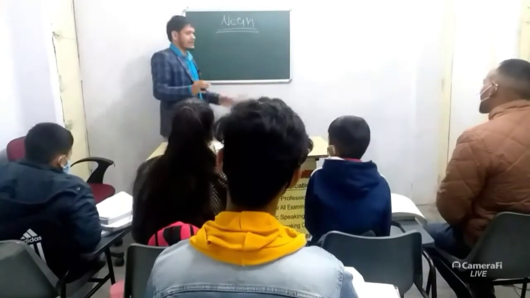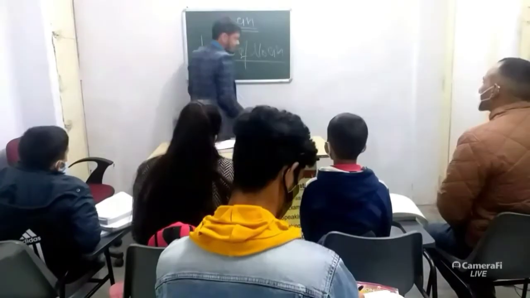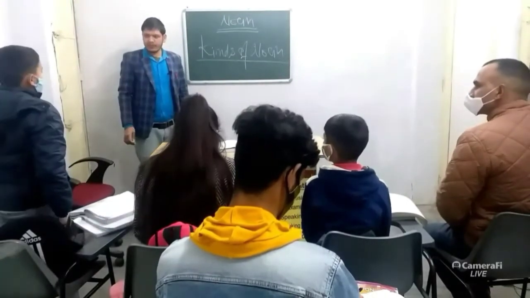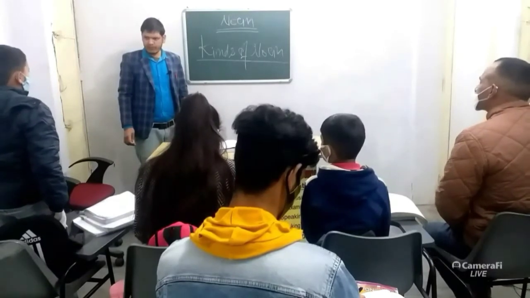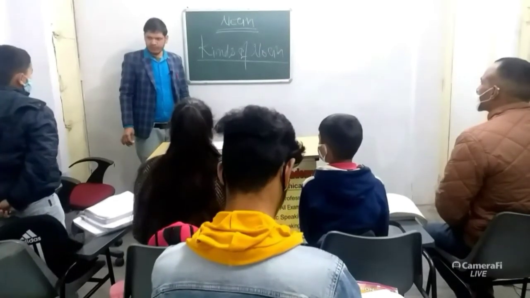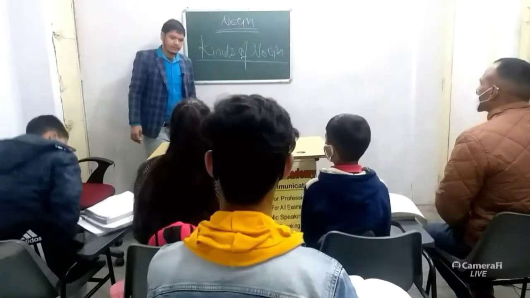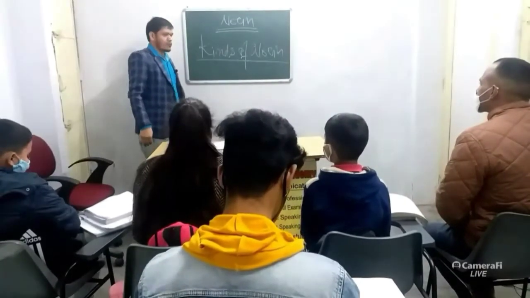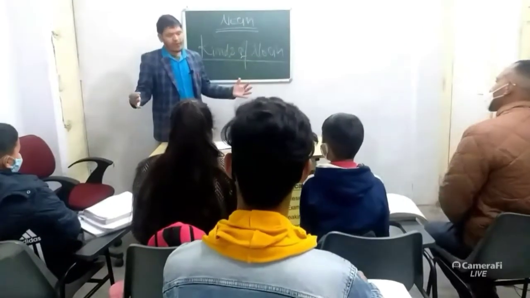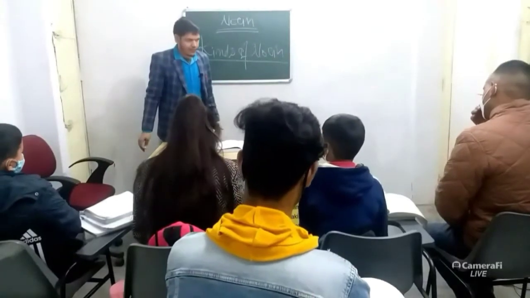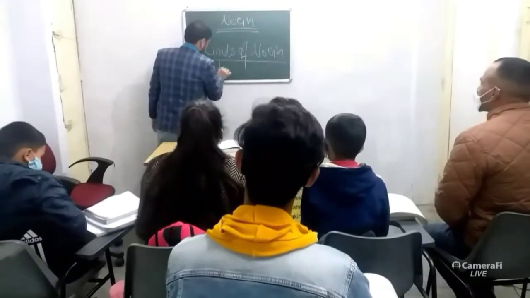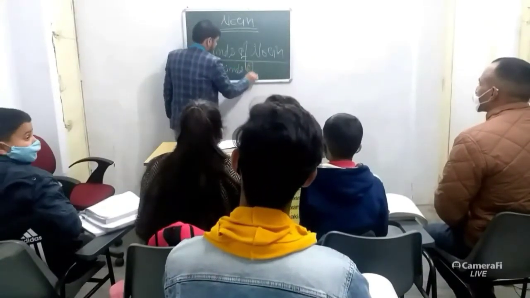After that, kinds of noun. Tell me the kinds of noun. There are 5 kinds of noun. First one is proper noun, second one is common noun, third one is collective noun, fourth one is material noun, and fifth one is abstract noun. Okay, very good. Sit down. So mainly there are how many kinds of noun? 5 kinds of noun.